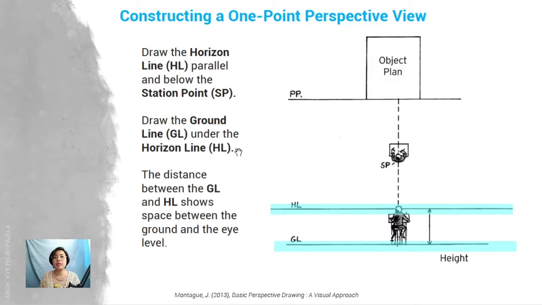Okay. So, once na ma-determine na natin yung picture plane, yung object plan, na i-locate mo na din kung nasaan yung station point, gagawa tayo ng horizontal line or horizon line rather, parallel to the station point. Kung naka T-square kayo, isang horizontal line to, tatapat niya yung horizon line, and then tapat niya ulit yung ground line. So, yung distance between the ground line or yung GL and HL, yun yung space between the ground and eye level. So, kung ang tao ay nakaupo or nakatayo at a certain eye level, we will measure that.